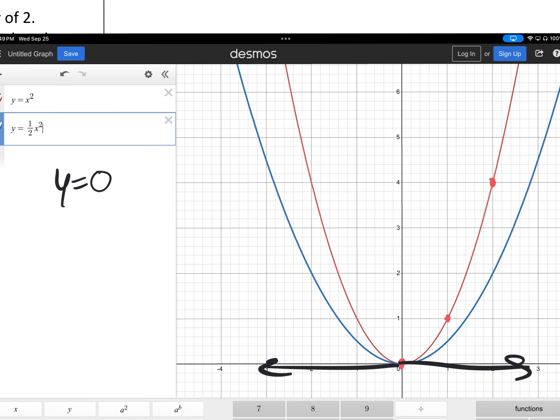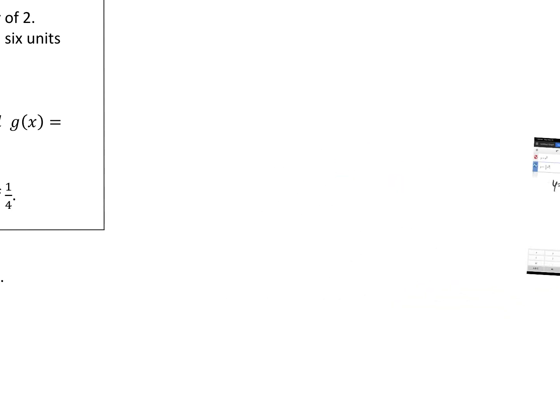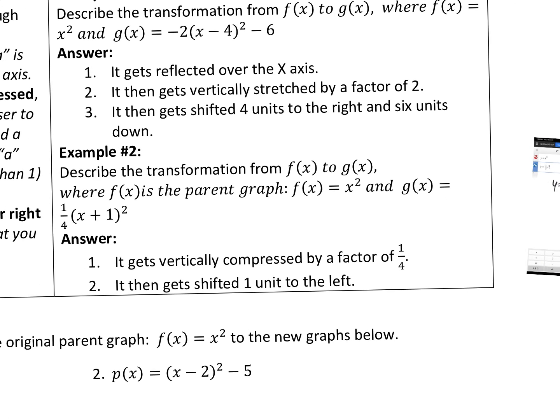The further away from 0, if it's greater than 1, it gets narrower, which is a vertical stretch. So, man, maybe I'm making this video too long. My point here is this a value causes a vertical compression because it gets wider, because it's closer to 0. Okay. So that's the first thing you state. Not that it reflects because it doesn't have a negative. It just gets vertically compressed by a factor of 1/4.